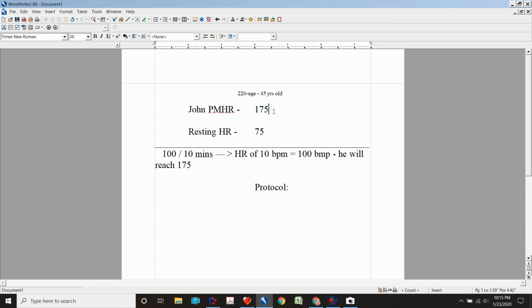Of course, we could change that, and we could just go, well, his max heart rate, let's say, is 150. We got somebody else here, and his resting heart rate is at 100. So we only have 50 beats now that we can work with. So we'll take 50 beats, and then we'll divide that by 10 minutes, and we kind of already know what that is. That's 5 beats per minute, and 5 beats per minute will reach 50 beats in 10 minutes, and he'll reach his max heart rate of 150.